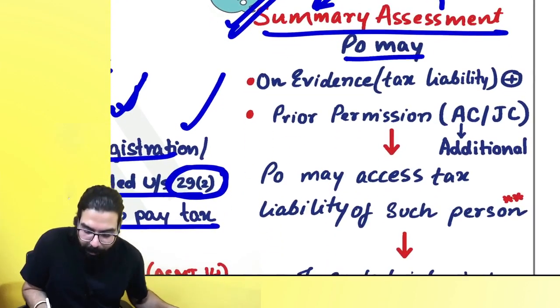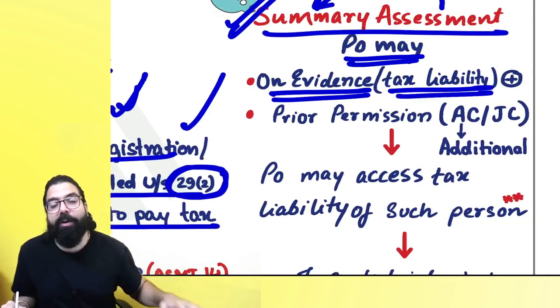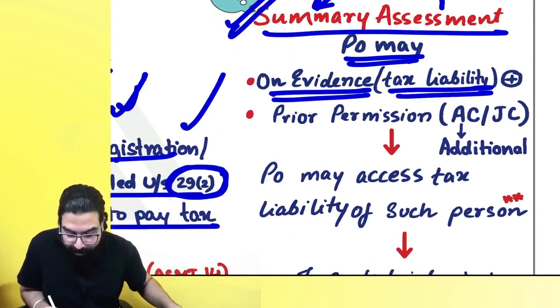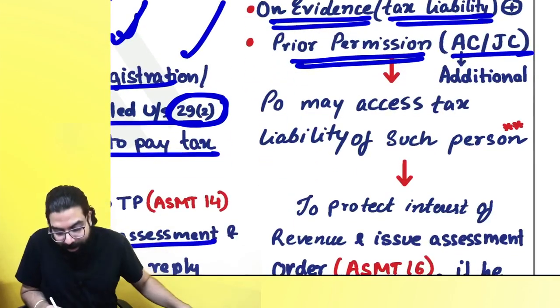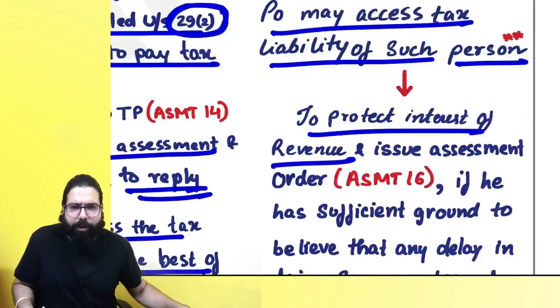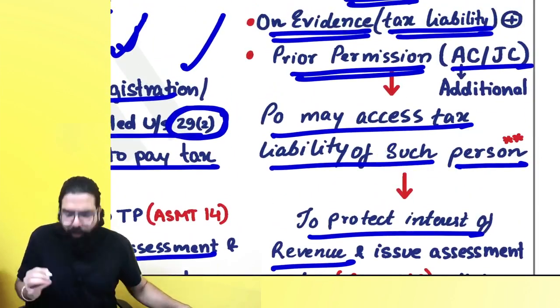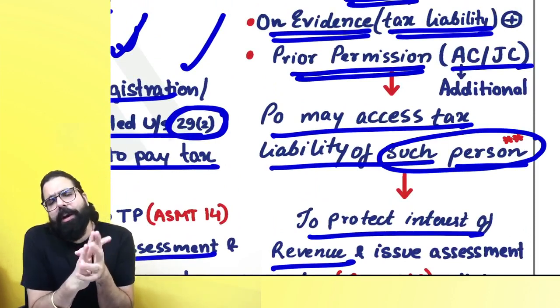The proper officer, on evidence that there is a tax liability, knows that there is a tax liability, and he will first take the AC or JC's permission, and then he can assess the tax liability of such person to protect the interest of the revenue. What do you mean by such person? For example, one officer caught one transporter transporting the goods.